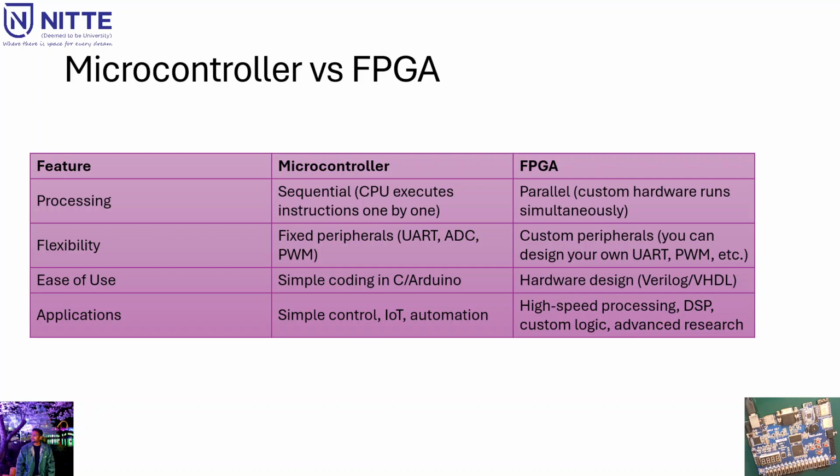And if you see the coding, what we use in the microcontroller is simple code that we write in C, for example in Arduino, whereas in FPGA, we need to write hardware design type of code using Verilog or VHDL. And for applications, a microcontroller is a simple controller, and we can use it for IoT automations, whereas if you need high speed processing like DSP or customized logics for advanced research, we'll go for FPGA.